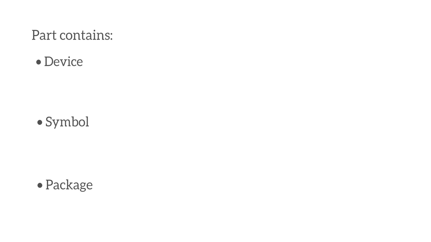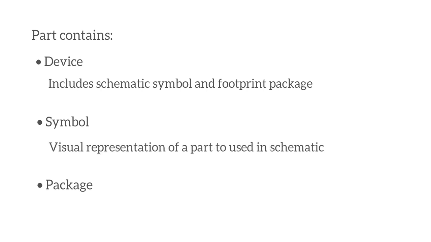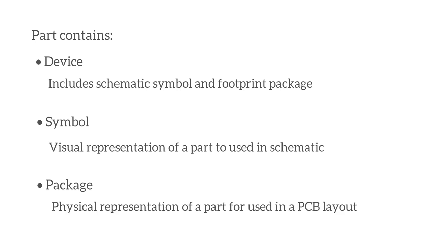Within every library, you will have one or multiple devices. These devices include both a schematic symbol and a package in one accessible location. Then, within every device, you will have a symbol which provides a visual representation of a part for use on a schematic, and you will also have a package, which is the physical representation of a part for use in a PCB layout. Package can also be called as a device's housing.